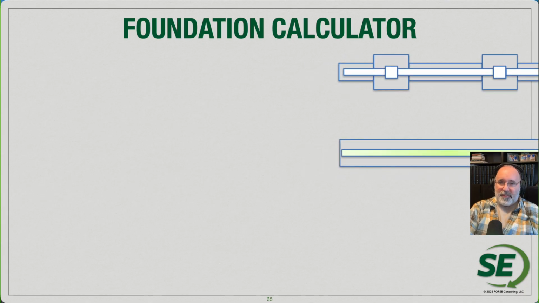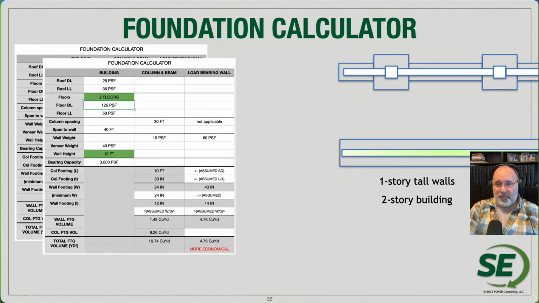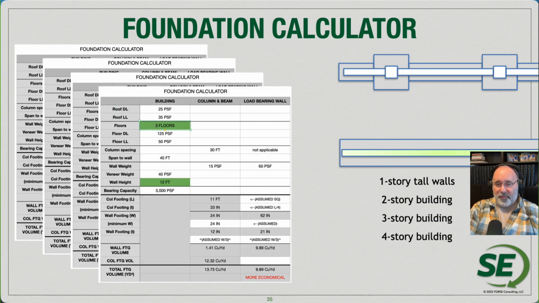So again, just to prove this out a little bit, we created a little calculator here at Forge, and we did some really quick comparisons on the overall volumes of concrete that you'd save in just the foundation material. The load-bearing wall is going to be quite a bit more economical for a one-story building. Same story for 2 stories, and 3, and 4 stories. We're always having the total volume of concrete be more economical for 1, 2, 3, 4-story buildings.